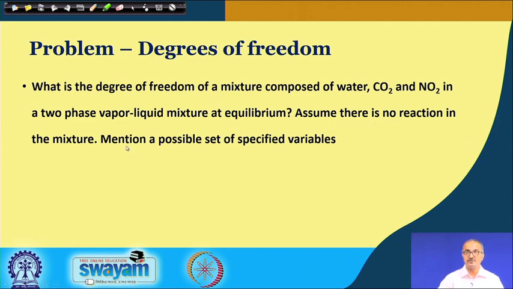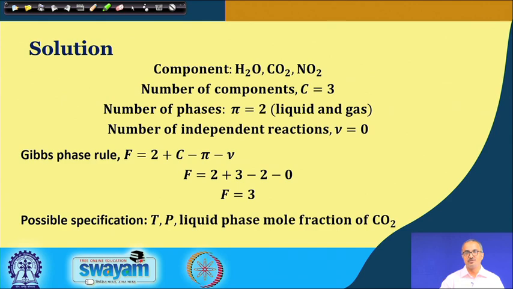The second part of the question is that we have to mention a possible set of specified variables, as we learned that degrees of freedom gives us the minimum number of intensive variables needed to be specified to describe the system completely at equilibrium. So, let us go to the solution.